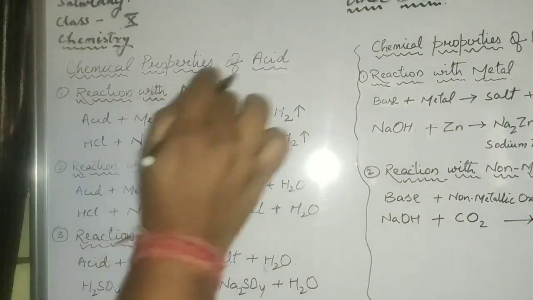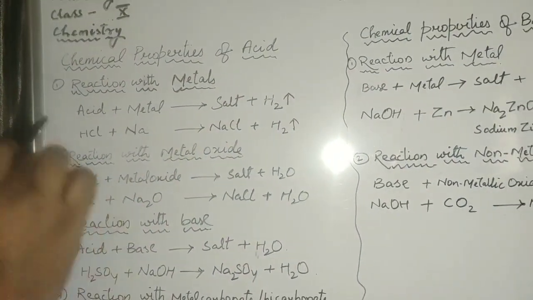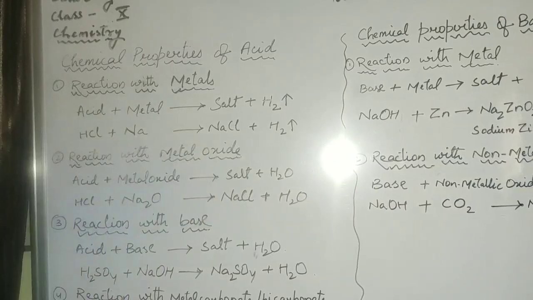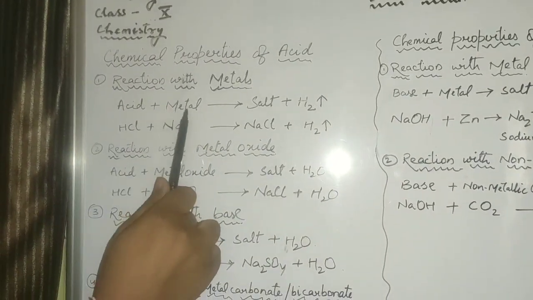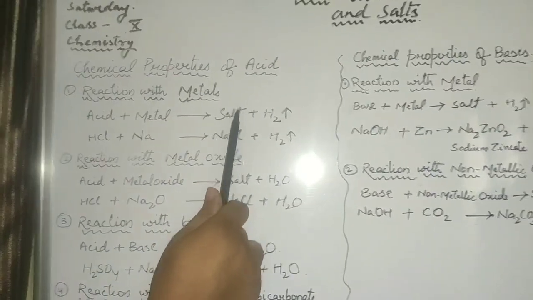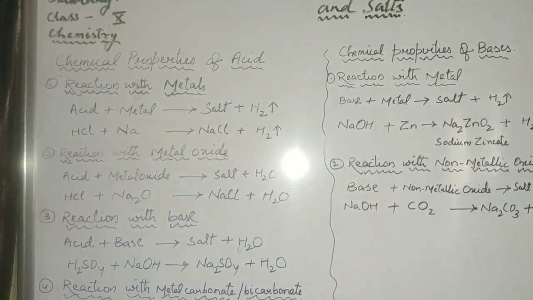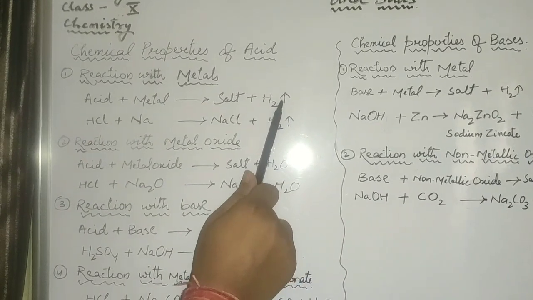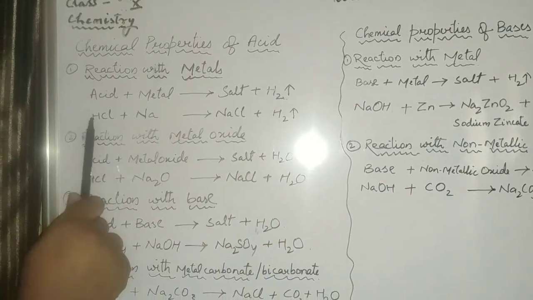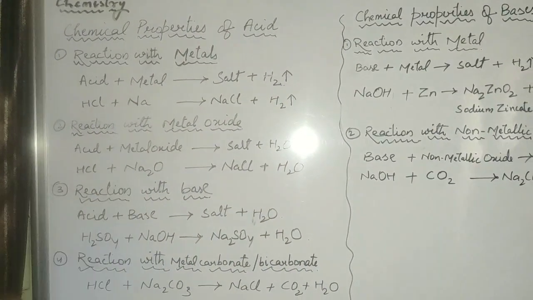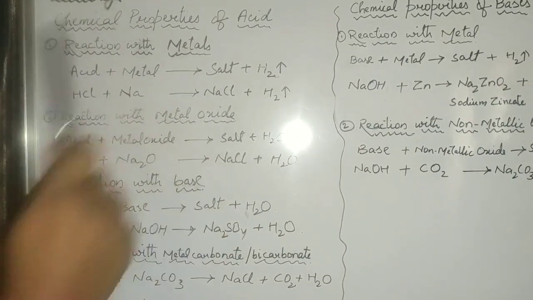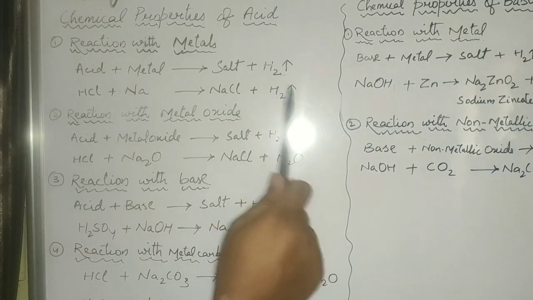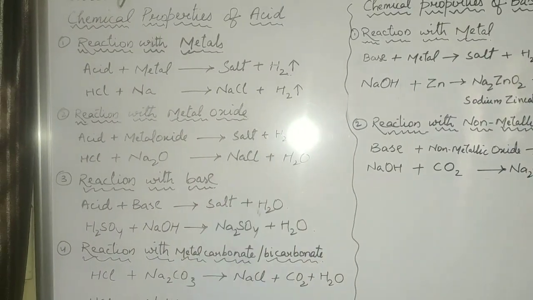Now, chemical properties of acids. First of all, reaction with metal. How do the acids react with metal? Acid plus metal gives rise to salt, and hydrogen gas is liberated. This symbol is for hydrogen gas. Example, HCl plus Na. HCl is acid, hydrochloric acid, plus sodium metal gives rise to sodium chloride, that is salt, and hydrogen gas is liberated.